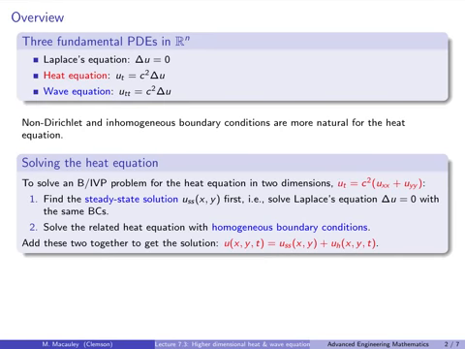Here's a picture of this. Let's suppose that we want to solve the heat equation on a square region with inhomogeneous boundary conditions. So here's a picture of that. This is the same thing that we saw when we studied Laplace's equation. And let's suppose that the initial condition here is something wild and crazy. So it's something like this big surface.